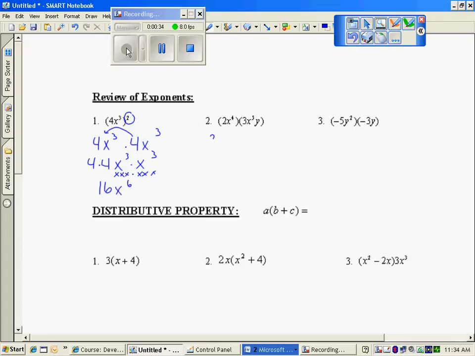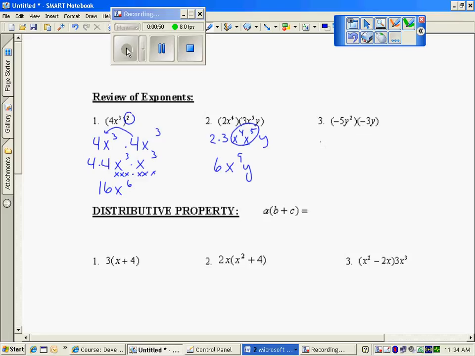Again, reordering these for me to multiply, I put my numbers together and then my similar variables. 2 times 3 is 6. Combining all the x's, I would have 9 times y, so 6x to the 9th y.